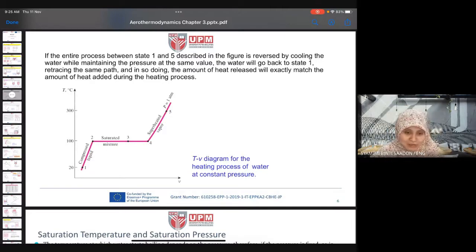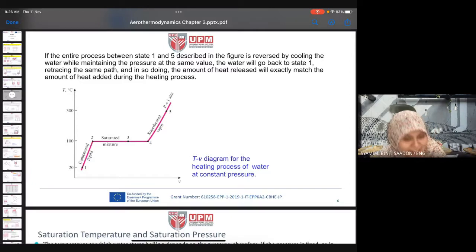For example, in the first diagram here, we see the T-v diagram. So T is temperature, and v is what? v is volume, not velocity, volume. But here, since it is written as a small v, we consider this volume to be per unit mass, per kilogram, so maybe meter cubed per kilogram. For example, this is the T-v diagram for the heating process of water at constant pressure.